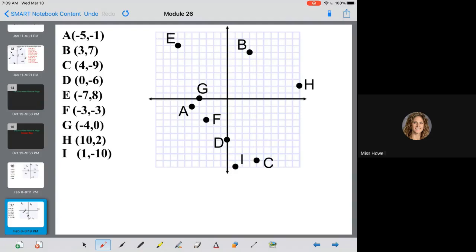3, 7, 4, negative 9, 0, negative 6, negative 7, 8, negative 3, negative 3, negative 4, 0, 10, 2, and 1, negative 10.